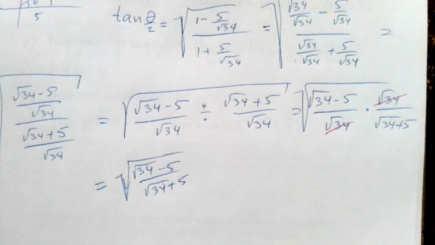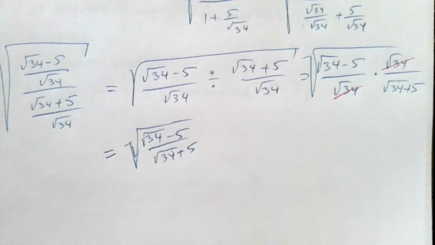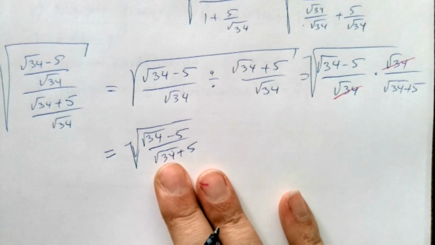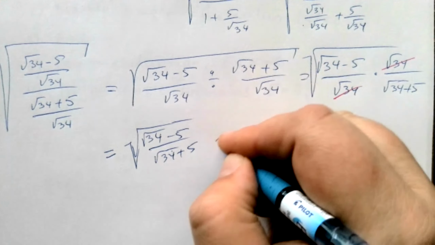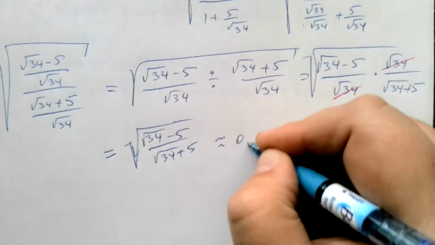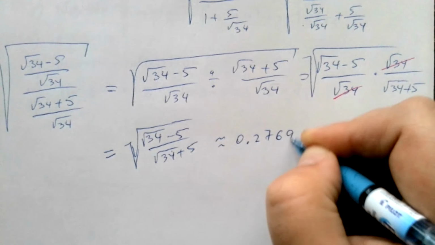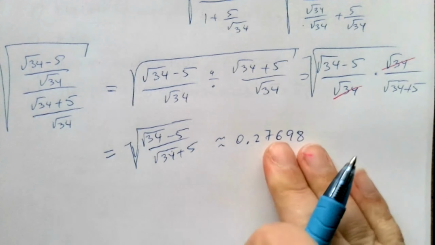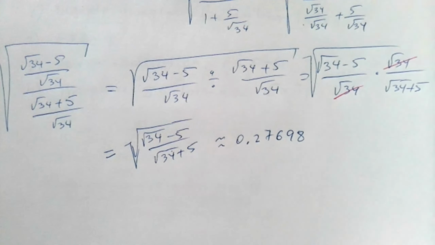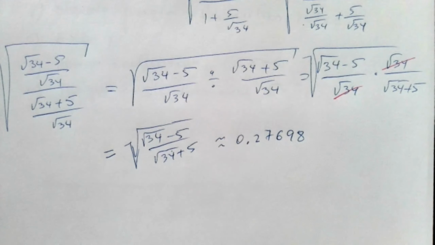Okay, so, I could rationalize the denominator and do all that, but what I would like to do instead, just basically put this into the calculator. And once I put it in the calculator, I'm going to get approximately 0.27698. So I know the tangent of the angle. Can I find out the angle? And the answer is yes.